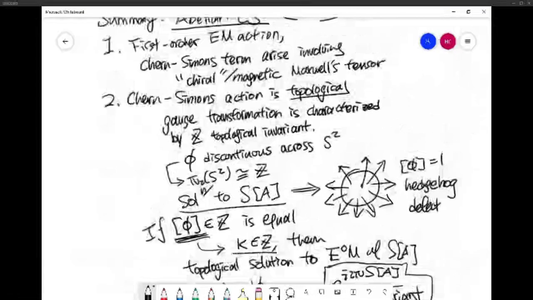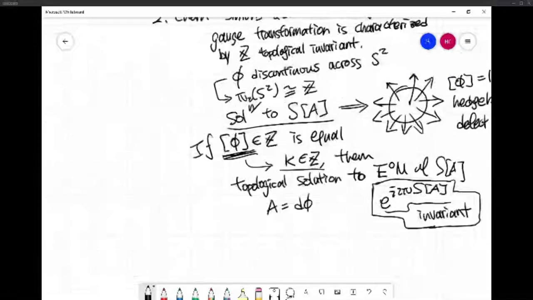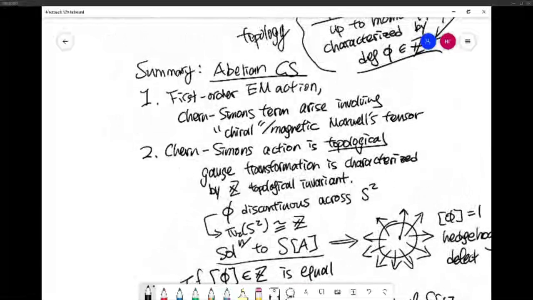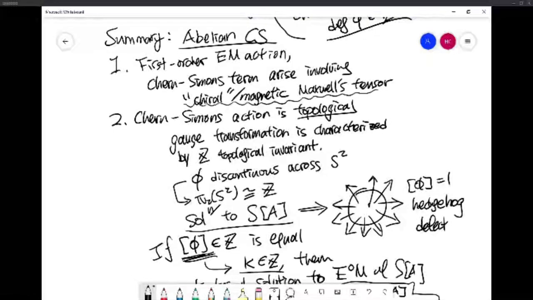I'll write down another one. Three is that I sort of already said three, so three is here. I sort of really want to drive this point home that the Chern-Simons term sort of generates this chiral anomaly, right? So it's a chiral current.